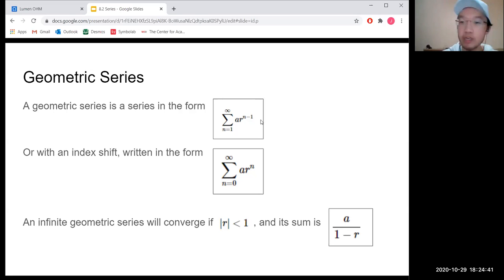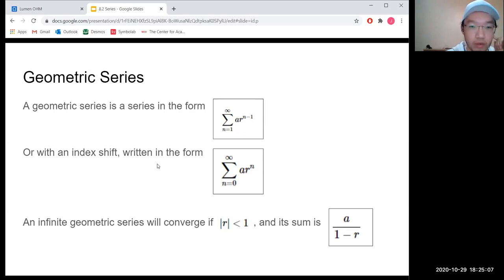Some questions might write a geometric series differently. So they might perform an index shift. So instead of starting a geometric series at n equals 1, they might start it at n equals 0. And then if you do that, the geometric series looks like this. So it's just a times r to the n, right? Instead of a times r to the n minus 1. So both of these mean the same thing. They're both geometric series, and they're both equivalent.